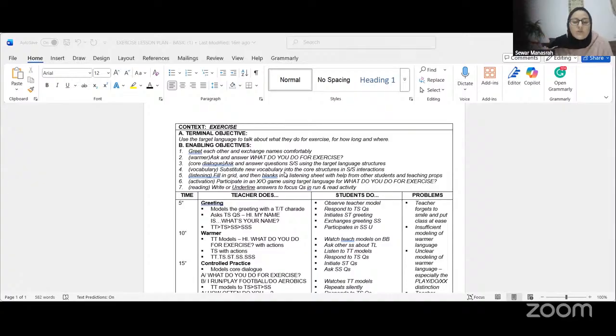A SMART objective would not use words like students will be able to understand. Students will be able to know. Students will be able to know how to read a sentence.